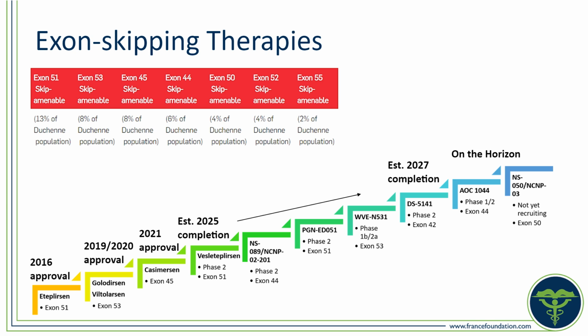These therapies, again, are targeted to a subset of the population of boys with Duchenne muscular dystrophy, but taken together can potentially treat a fairly large number of boys with Duchenne. For example, the currently approved 4 therapies are amenable to approximately 30% of boys with Duchenne muscular dystrophy.